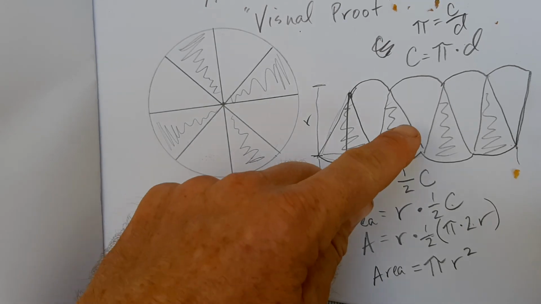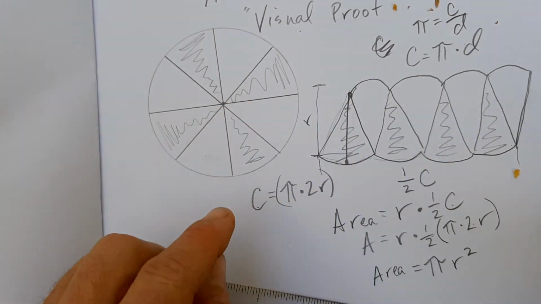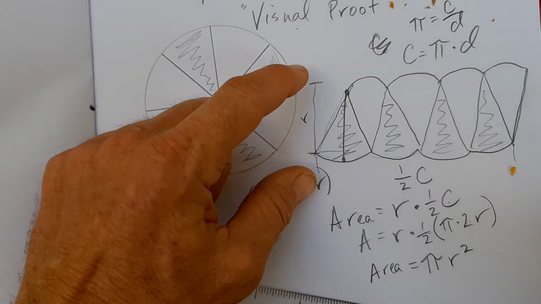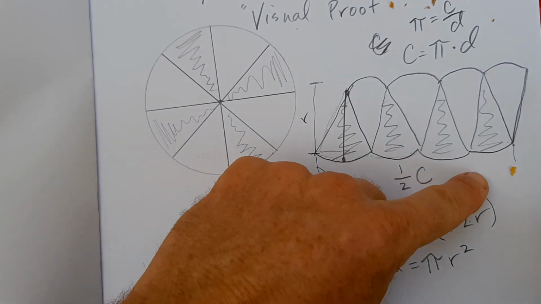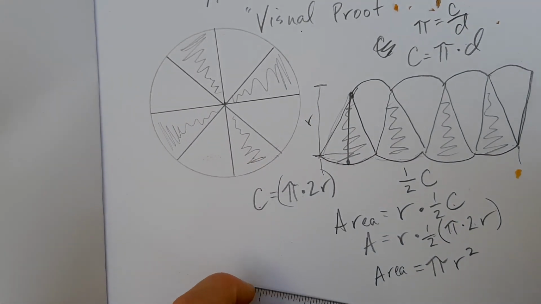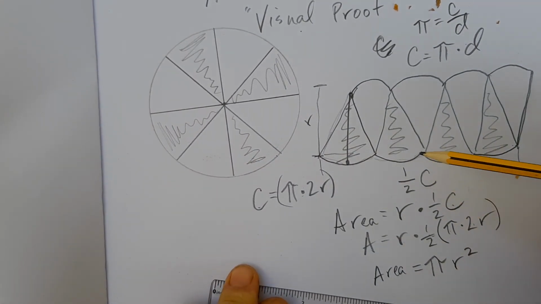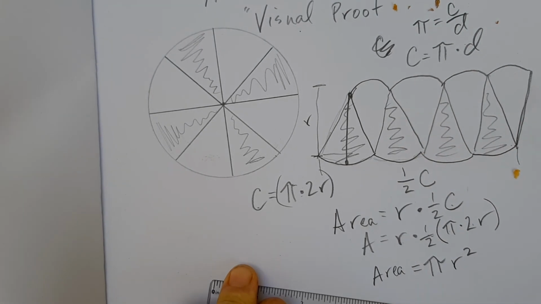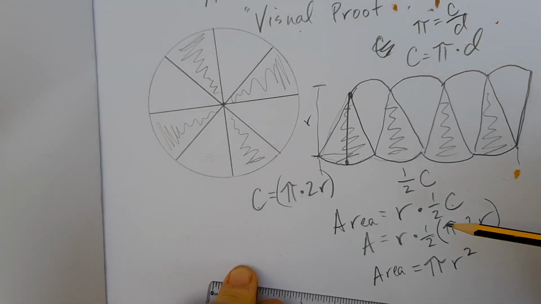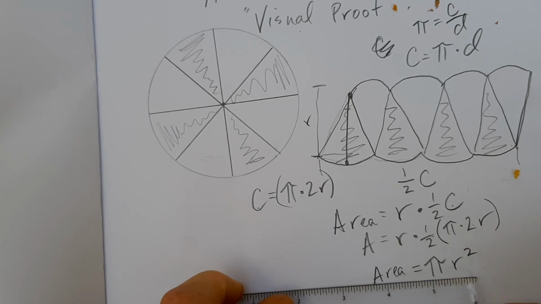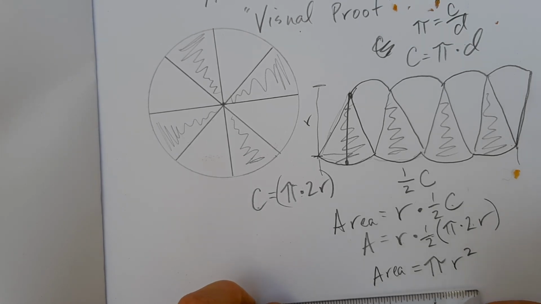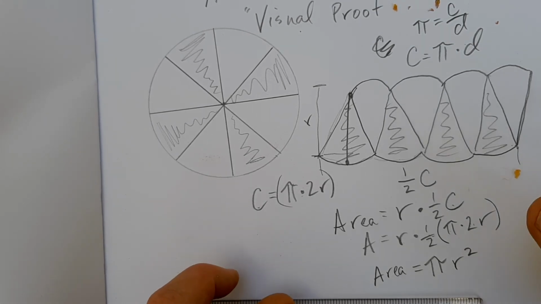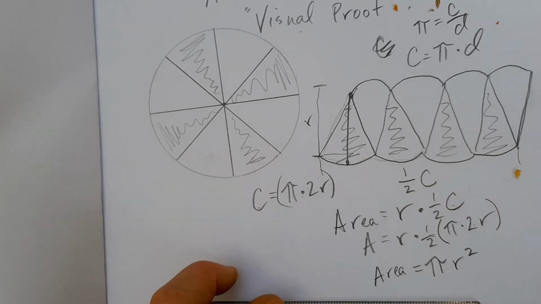Break down that circle, make it into a parallelogram that is radius tall by half the circumference in length, and use what you know about the area of a parallelogram, and you've got a nifty little proof of why this magical formula works: area equals pi times radius squared.